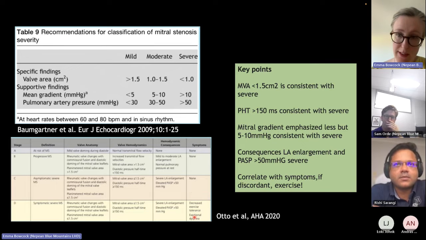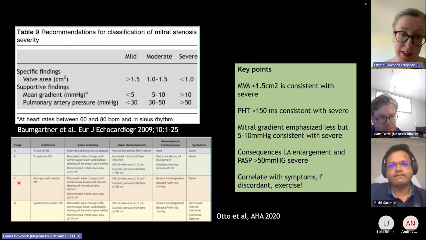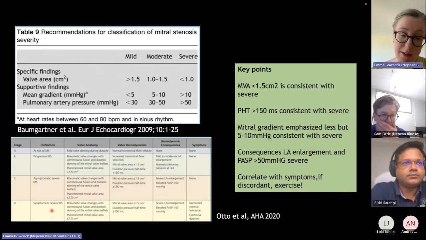I guess in the more recent updates, in the 2020 guidelines, you can see how they now classify as stage A to D, and then just drawing your attention to severe MS, whether it's asymptomatic or symptomatic. The valve anatomy, planimetered valve area of less than 1.5, is in keeping with severe.